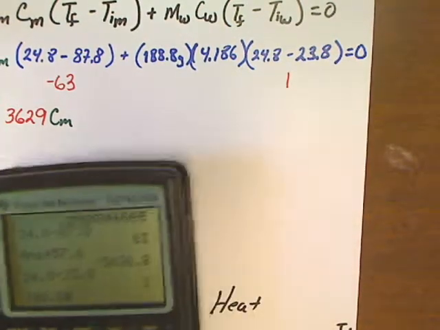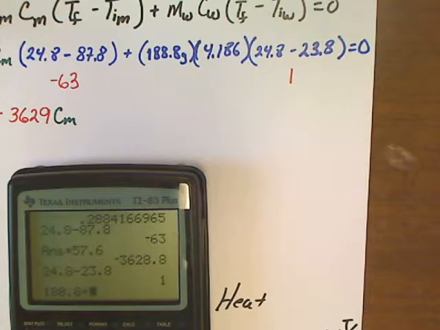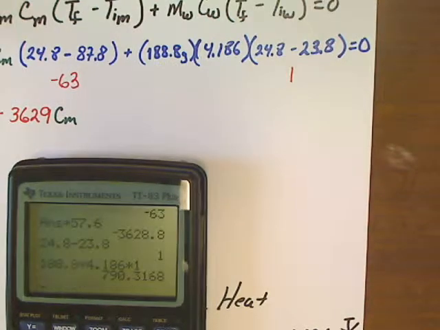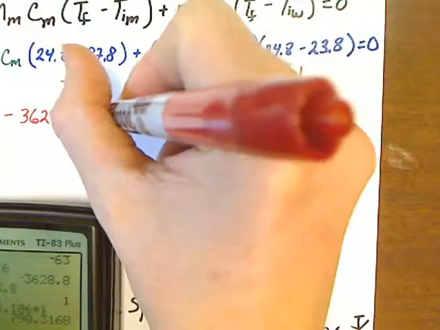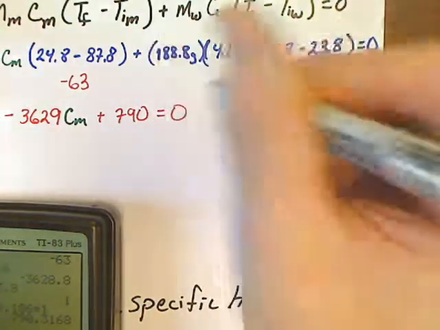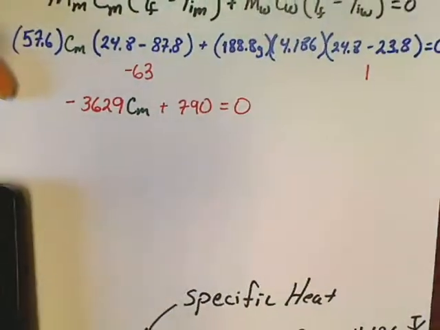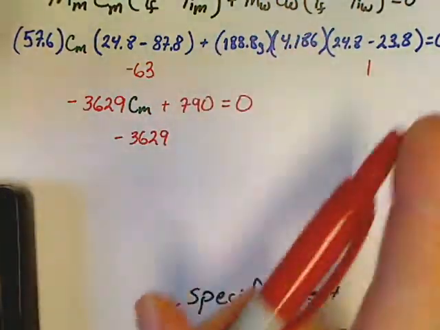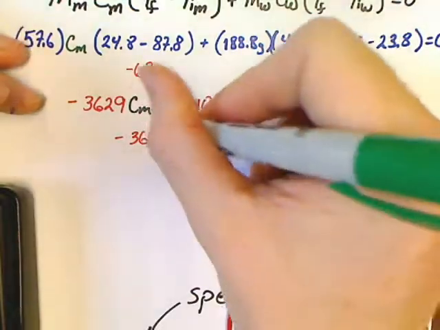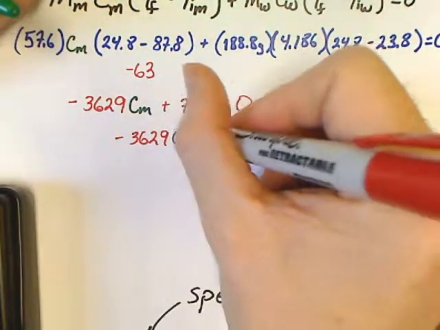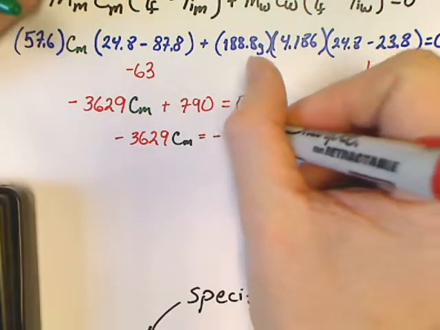And now I'll multiply that out. 188.8 times 4.186 times, here you go, times 1. I'll throw that in there. That's amazing. And that's 790. So plus 790, and it's all equal to 0. Well, now I need to finish this. So negative 3629 Cm is equal to negative 790.